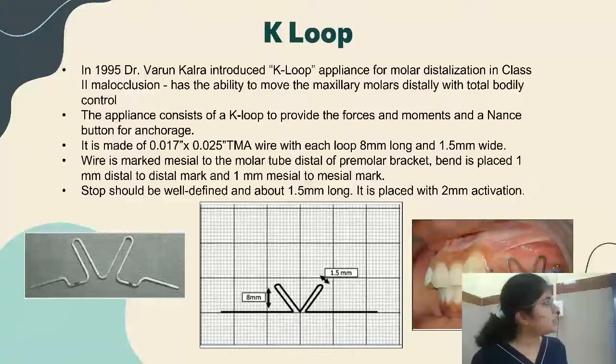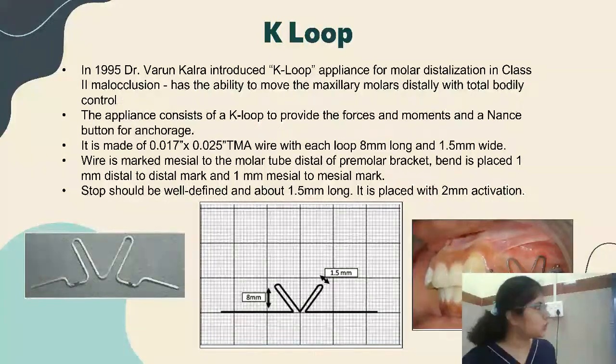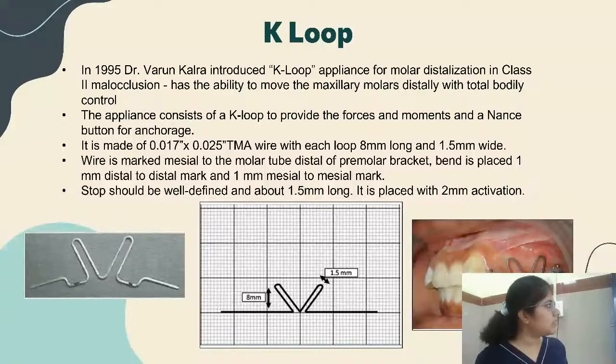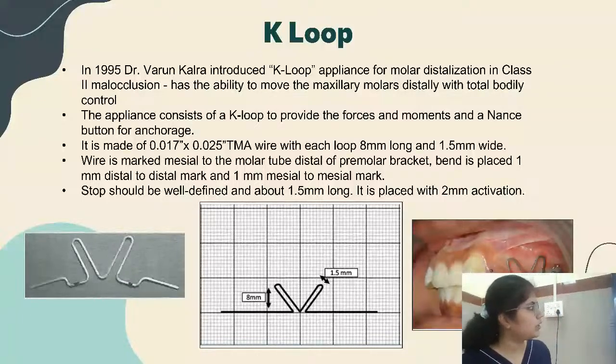The appliance consists of a K-loop to provide the forces and movements and a Nance button for anchorage. It is made of 1725 TMA wire with each loop 8 long and 1.5 wide. Wire is marked mesial to the molar tube, distal of premolar bracket, and bend is placed 1 distal to the distal mark and 1 mesial to the mesial mark. So that is the K loop for molar distalization.